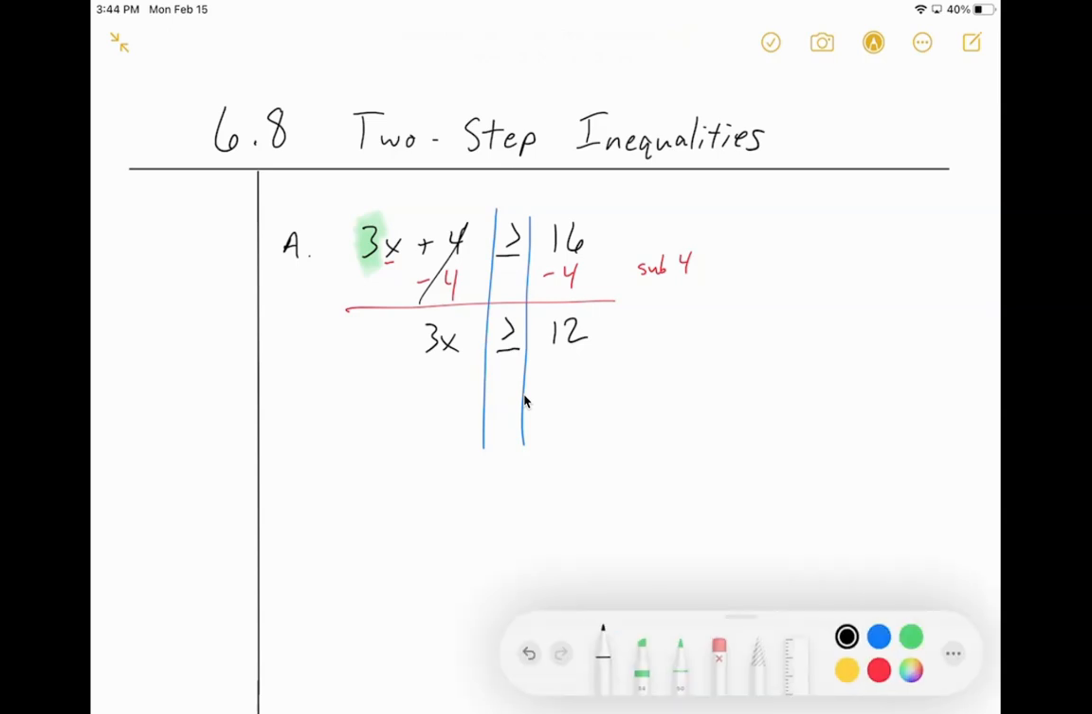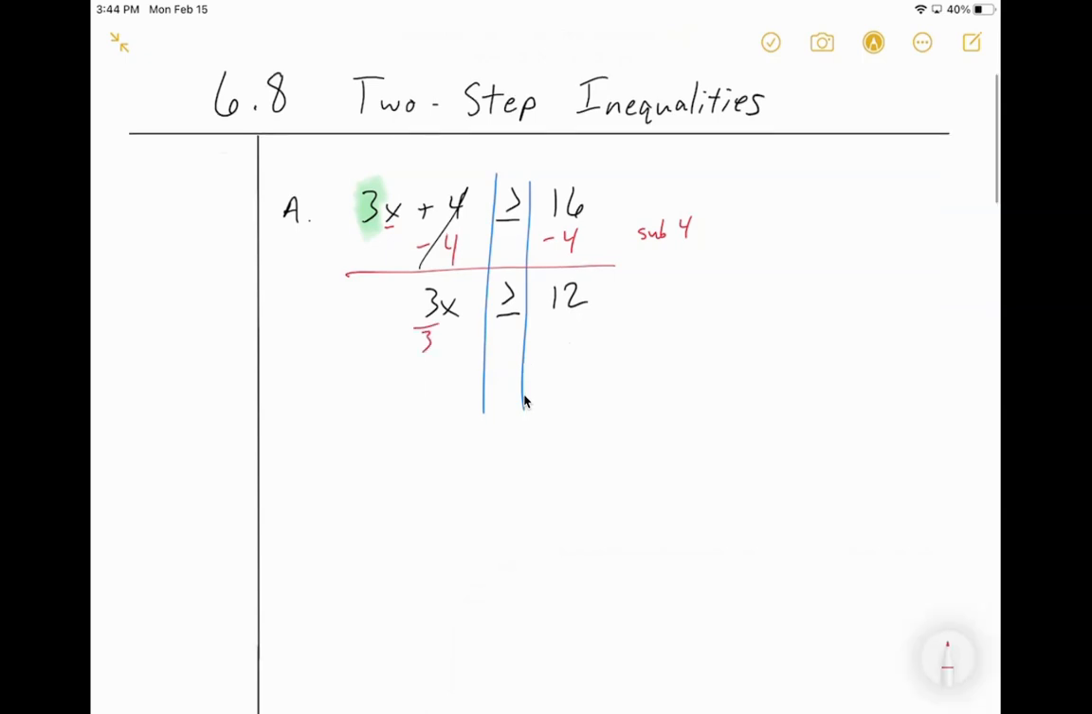Then our next step, we see that's 3 times x, so I want to divide by 3 on both sides. So that becomes simply an x. 12 divided by 3 is 4. And again, we did not divide by a negative 3. We divided by a positive 3. So that's going to stay greater than or equal to. And that's it. That's how you solve these problems.